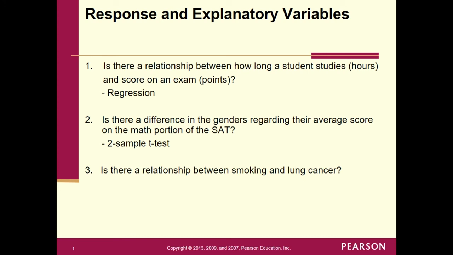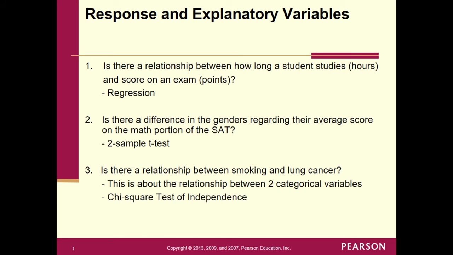Well, today we're going to look at a relationship like this. Is there a relationship between smoking and lung cancer? Notice both of those variables are what? Both of those variables are categorical. So we're trying to figure out if there's a relationship between two categorical variables. We're going to run the chi-square test of independence, and that's what we're going to run today. So that's not chi, it's chi-square test of independence.